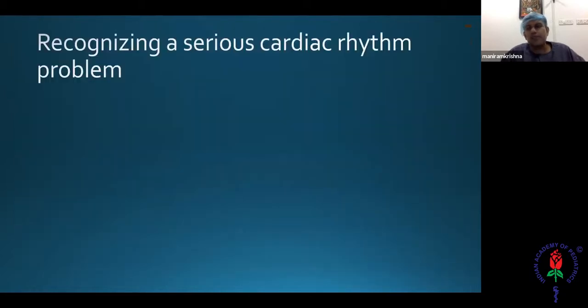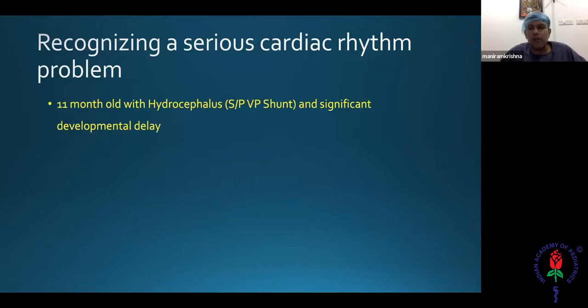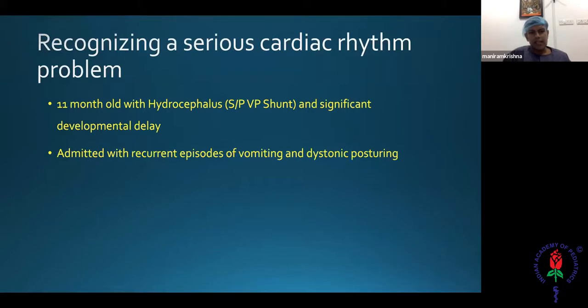The first thing is to recognize a serious cardiac rhythm problem. Now, I'm going to show you a very interesting case which got a lot of people fooled. An 11-month-old child with hydrocephalus who had undergone a VP shunt. This child had significant developmental delay. He also had multiple seizures and was on a number of medications for the same. He was admitted with recurrent episodes of vomiting and dystonic posturing.